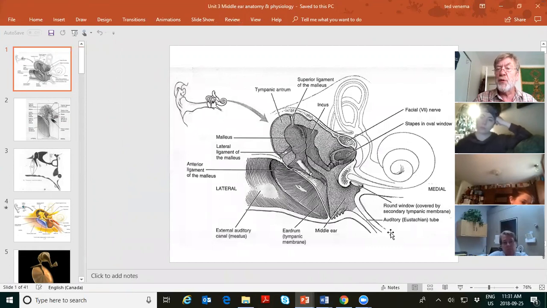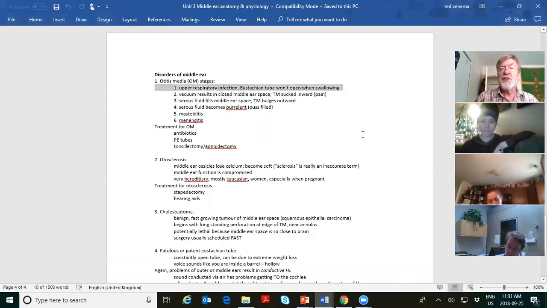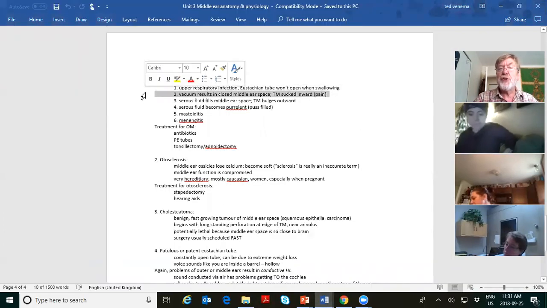If that doesn't open when you swallow, you're going to get a vacuum because the mucus lining of the middle ear space consistently absorbs oxygen. And now your eustachian tube is sucked closed because you've got a vacuum in the middle ear space. So now you get a negative air pressure in the middle ear space, sucking the eardrum back. When that occurs, you've got a problem. You've got a vacuum. You're at stage 2 now, causing pain.